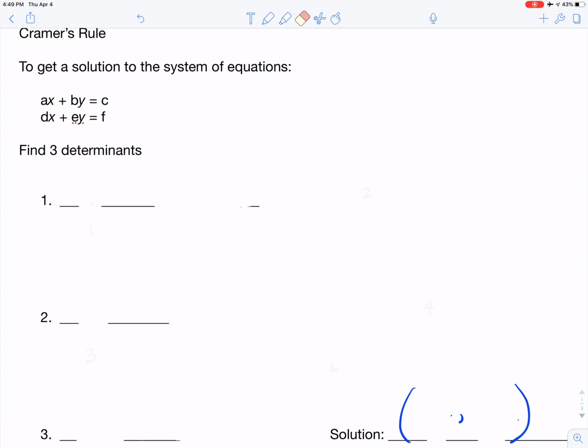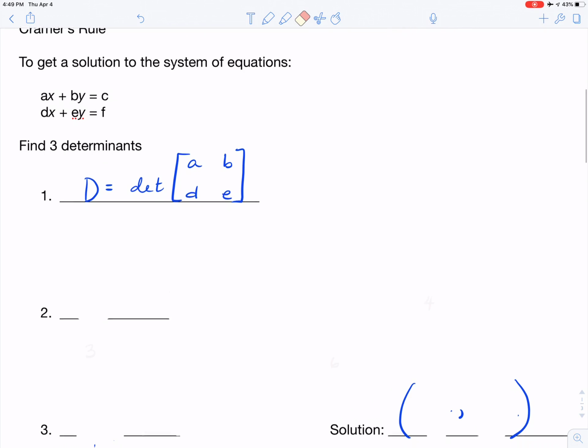The first determinant that you have to find is just what I call the plain old determinant. And the plain old determinant finds the determinant of just the coefficient matrix. And so I just simply want to find the determinant of the A, B, D, E, the coefficient matrix.